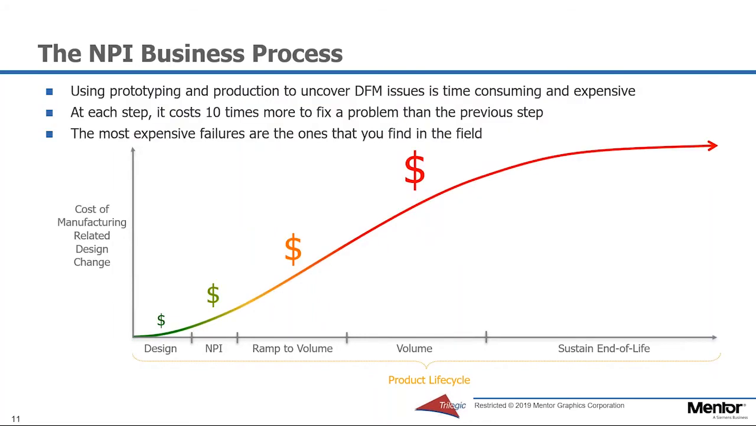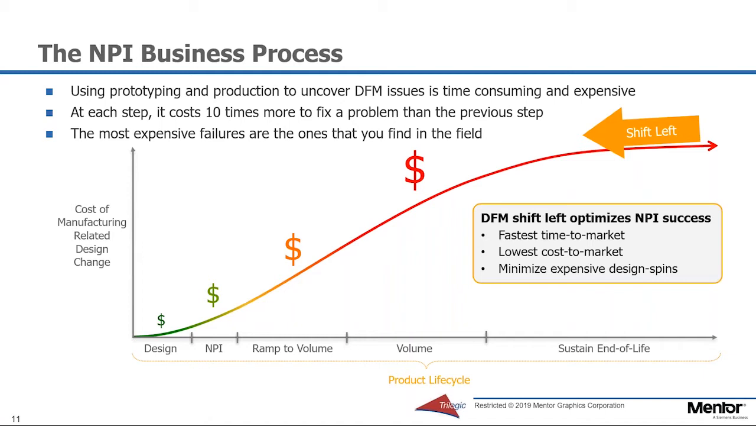Using prototyping and production to find DFM issues is time-consuming and expensive. A rule of thumb for design is that it costs 10 times more to fix a problem with each step, and the most expensive failures are the ones that you find in the field. I think Boeing would agree with that. So DFM shift left reduces the time and expense of fixing DFM issues and optimizes NPI success.